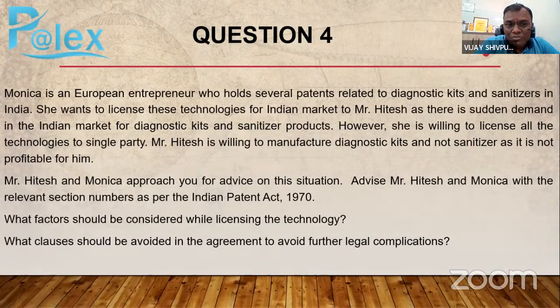Now, so there is an entrepreneur who has got two technologies, diagnostic kits and sanitizer, and both these technologies need to be licensed out to Mr. Hitesh, who is in the Indian market. But then the difference, Monica, who is European, she wants to give both the technologies to a single party. Hitesh, who is an Indian, he just wants to manufacture diagnostic kits. Now, how would you resolve this? Both of them approach you actually.